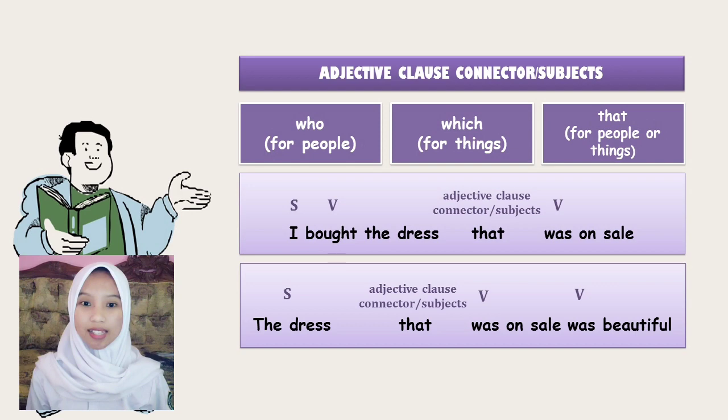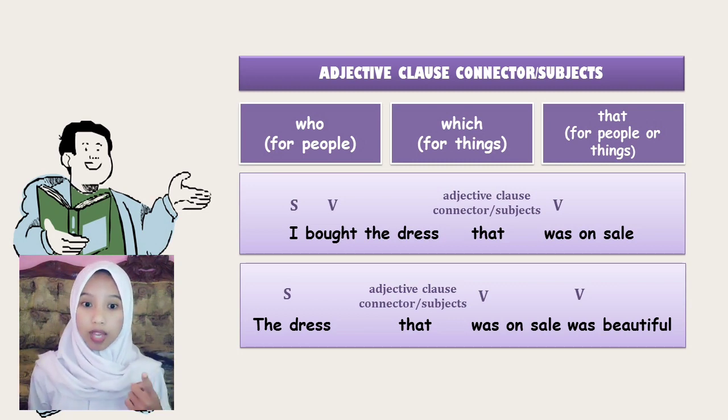Here we can see the sentence structure in Skill 10. Before that, adjective clause connectors or subjects are only three words: who, which, and that. Who is for people, which is for things, and that is for people or things. This chart shows the sentence structure in Skill 10: adjective clause connector or subject is subject, verb, adjective clause connector or subject, and verb.